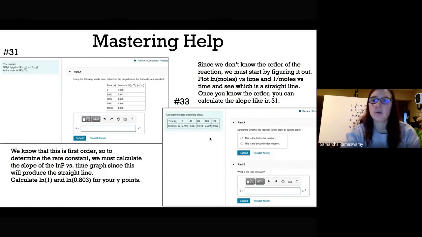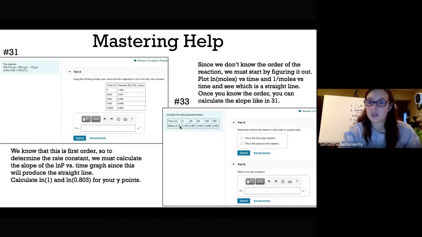33 is going to be similar. 33 asks you what the order is first. So you have to actually figure out what the order is. Since we don't know the order of the reaction, we have to start by plotting. We have to graph. If it's first order, we would graph natural log of A versus time. And if it was second order, we would do 1 over moles versus time.